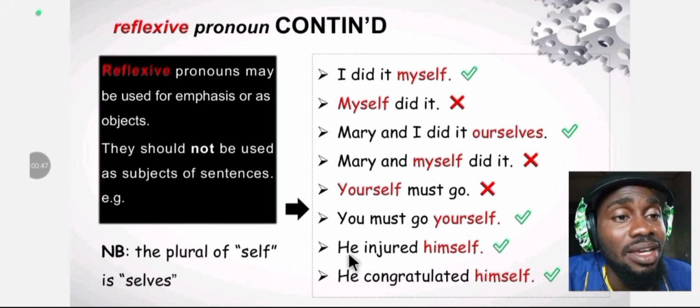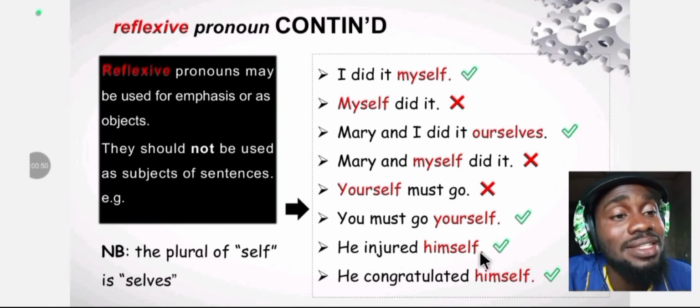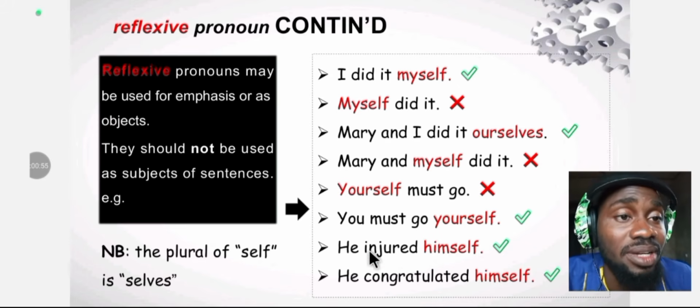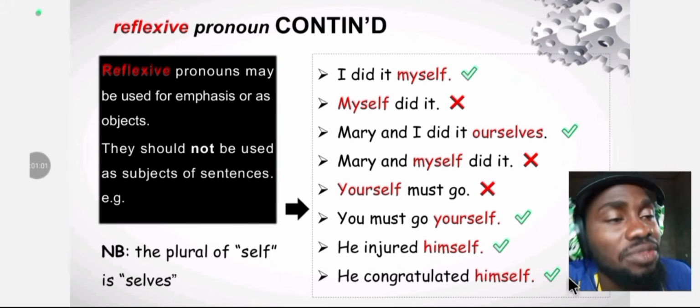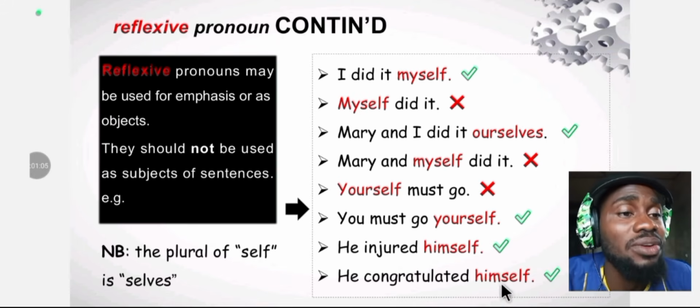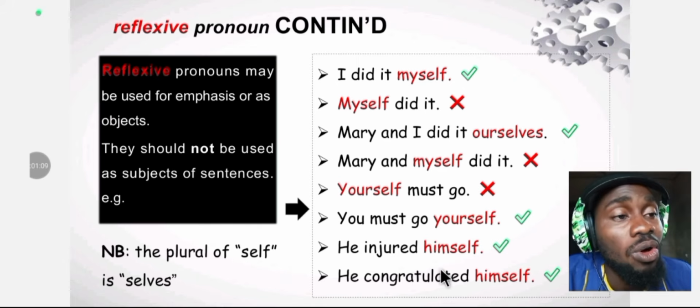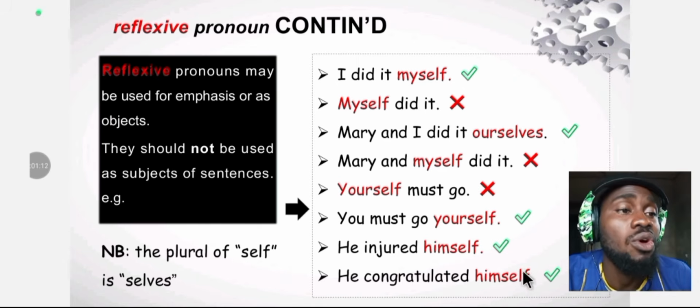The next, he injured himself, which is correct. Why is it correct? Himself, the reflexive pronoun here, occupies the right-hand side of the verb, injured, okay? The last one, he congratulated himself, correct, because the reflexive pronoun here, himself, makes up the right-hand side of the verb.